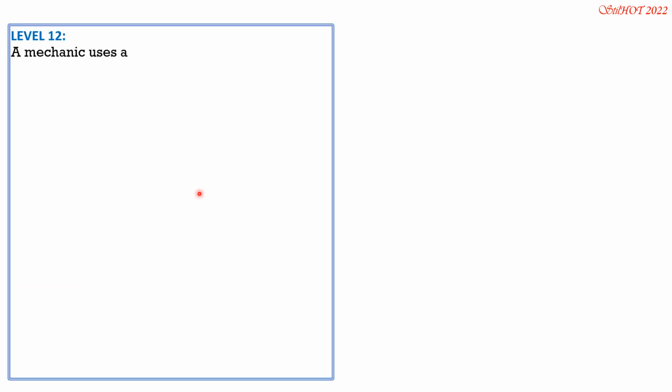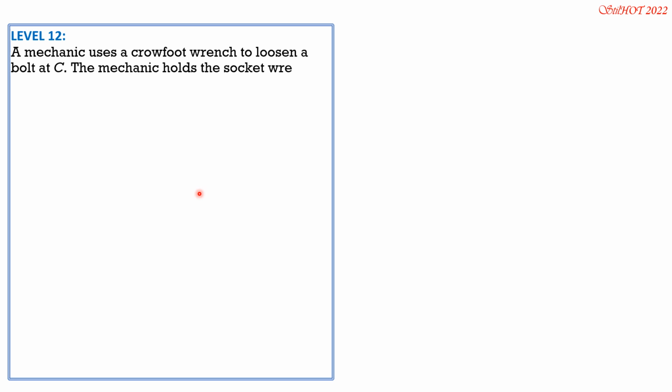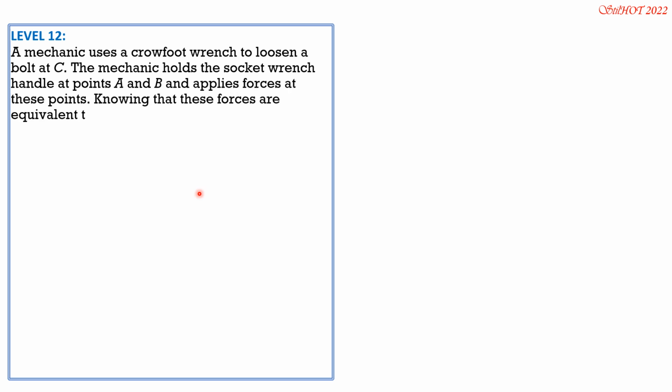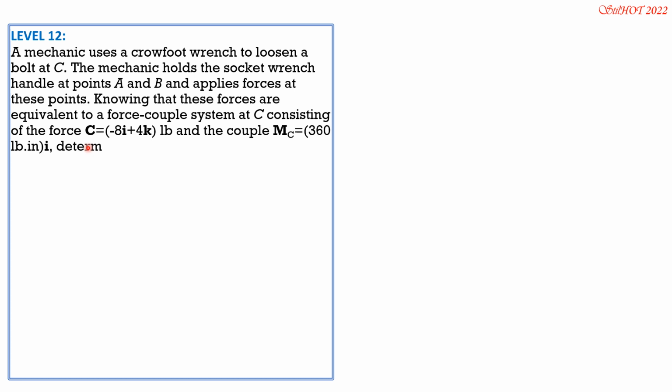Level 12. A mechanic uses a crowfoot wrench to loosen a bolt at C. The mechanic holds the socket wrench handle at points A and B and applies forces at these points. Knowing that these forces are equivalent to a force-couple system at C consisting of the force at C, negative 8i plus 4k pounds, and the couple M sub C, 360 pound-inch i, determine the forces applied at A and at B when A sub Z is 2 pounds.